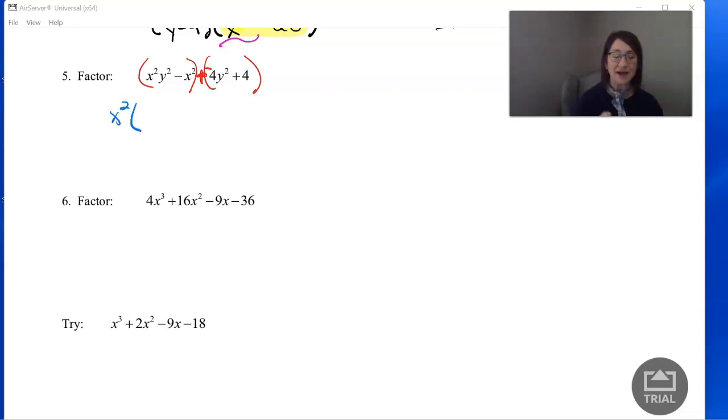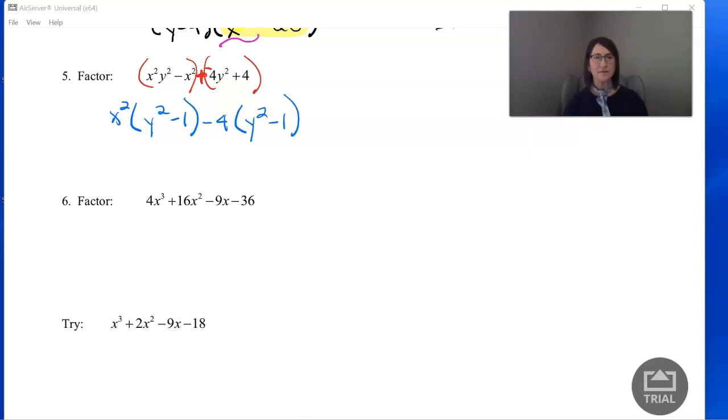That's my greatest common factor of that first binomial. And I'm left with y squared minus 1. Out of that second binomial, I'm going to take out a negative 4. I am left with y squared minus 1. So now I have x squared minus 4, y squared minus 1.